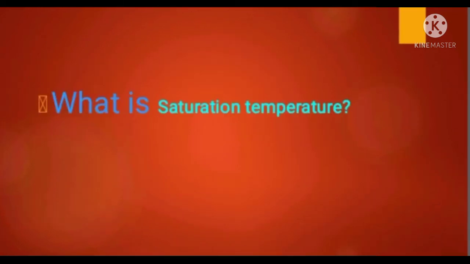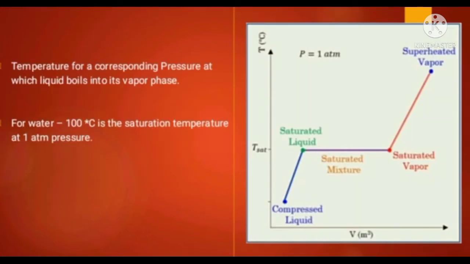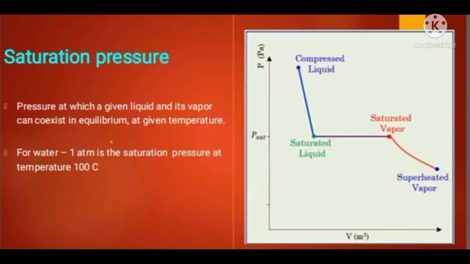What is saturation temperature? Saturation temperature is the temperature for a corresponding pressure at which a liquid boils into its vapor phase. For water, 100 degrees Celsius is the saturation temperature at 1 atm pressure. As you can see in the graph, the vertical axis is the temperature and the horizontal axis is the volume. Saturation pressure is the pressure at which a given liquid and its vapor can coexist in equilibrium at a given temperature. For water, 1 atm is the saturation pressure at a temperature of 100 degrees Celsius.